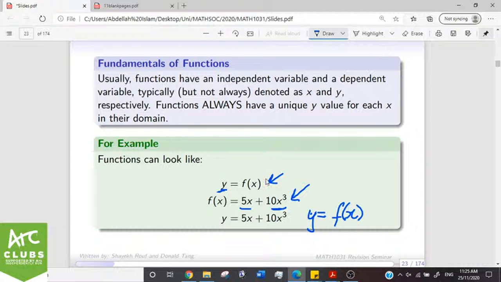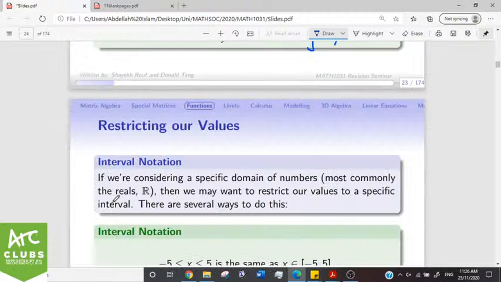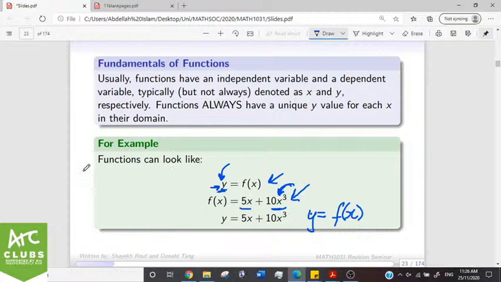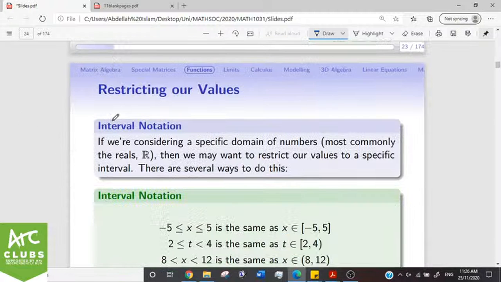And we sometimes call this y a dependent variable, and this x an independent variable, because what's happening here is we're changing x to change y, and y really just depends on x. And that's why these are really good tools for modeling as well, so we'll see that soon.